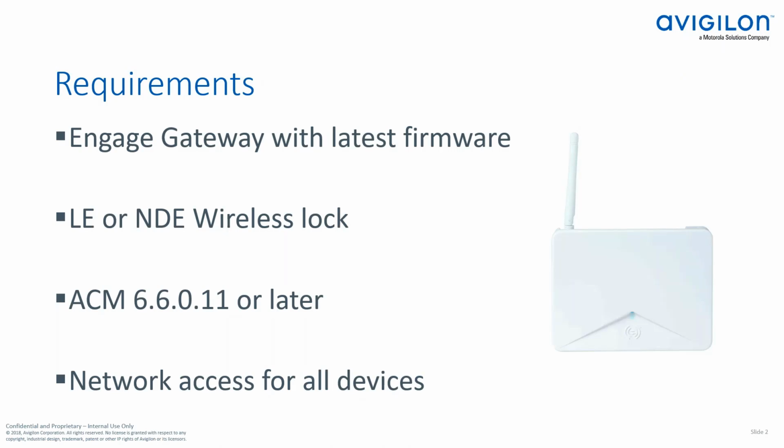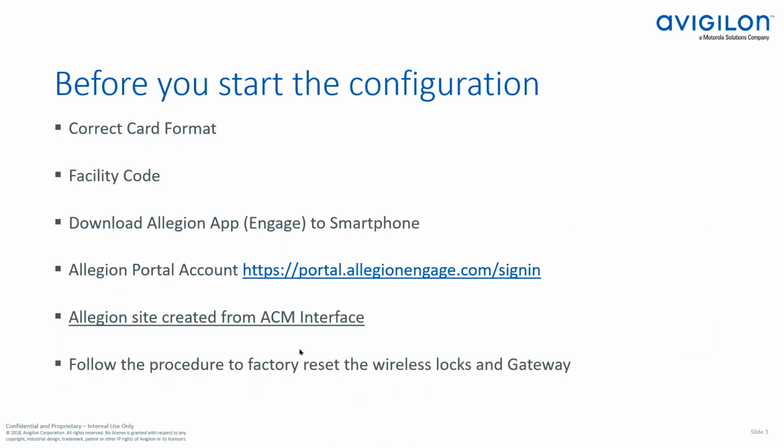You need to have an Engage gateway with the latest firmware, LE or NDE wireless locks, ready to go, ACM 6.6 or later, and network access for all devices. So you need to have the Engage gateway connected to the network and be visible by the ACM system. Before you start the configuration, you must have those steps done. Otherwise, you're not going to be able to connect or have any card reads from your wireless locks.